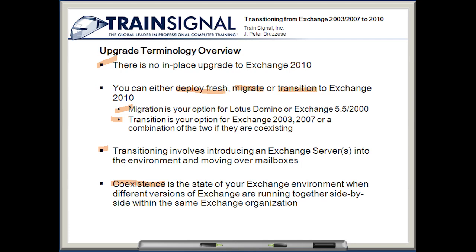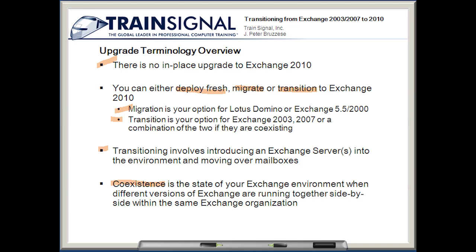Now, coexistence is the state of your Exchange environment when different versions of Exchange, legacy and the current version, which would be Exchange 2010 in this case, are running side by side within the same Exchange organization. So if you have an Exchange 2007 organization and you introduce that first Exchange 2010 server, you're in a state of coexistence. Right up until the point where you decommission the last of your Exchange 2007 servers, you're in that state of coexistence. So that's just the period of time where both are running side by side.